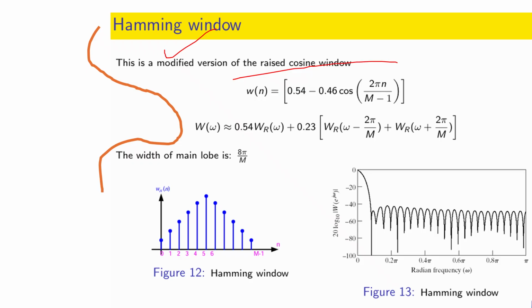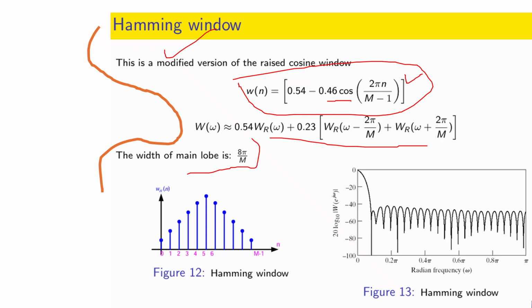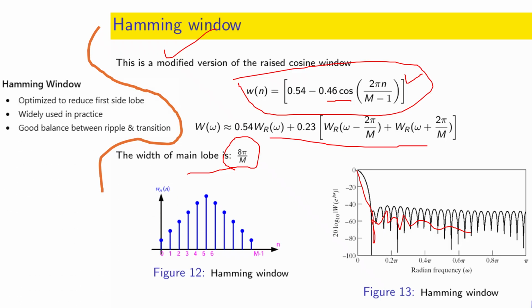So w of n is here, that is 0.54 minus 0.46 cos of 2 pi n divided by M minus 1. Again, this is in the time domain, and here is the frequency domain. So the main lobe width is equal to 8 pi by M also. And you can check here the ripple is a little bit lesser, right? And your Hamming window looks like this.